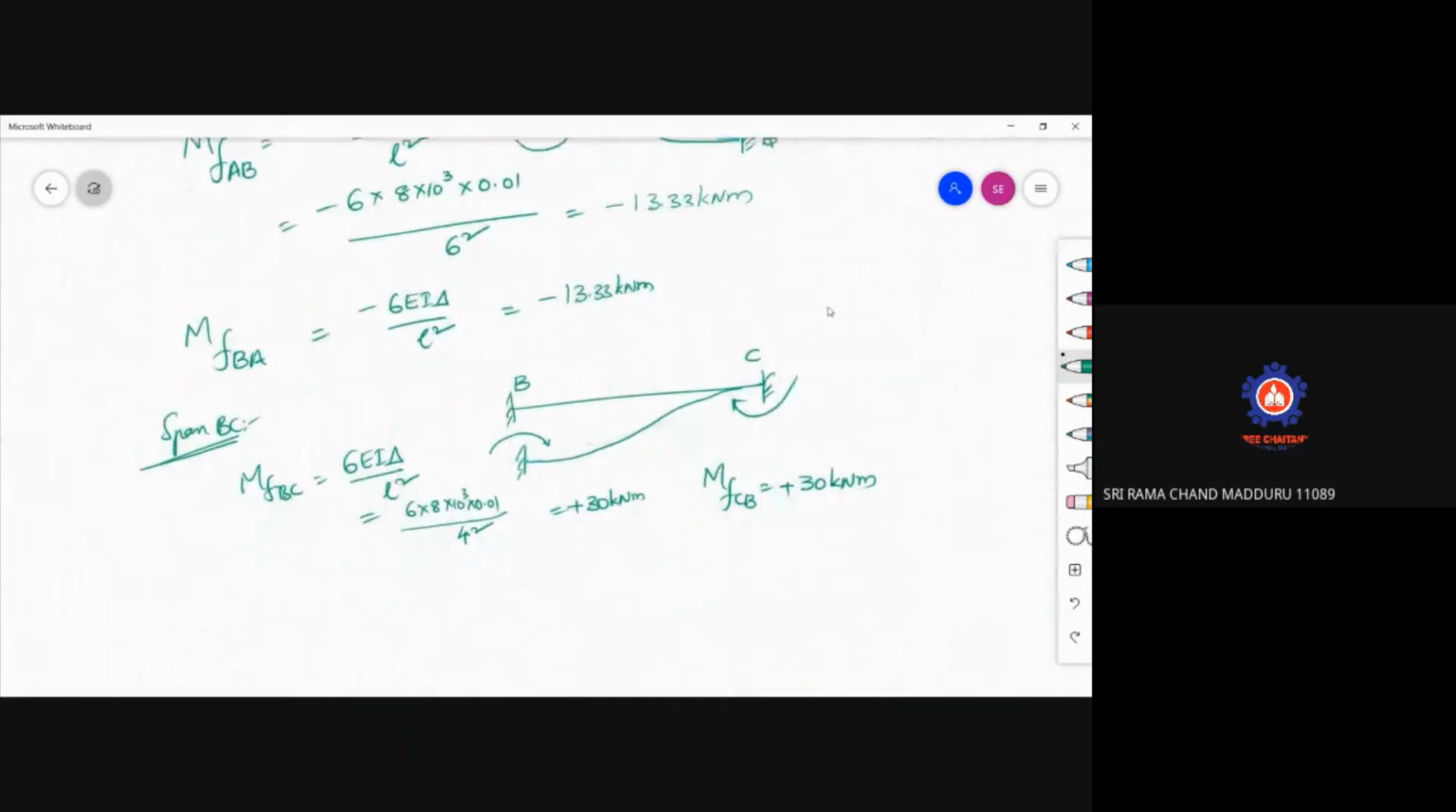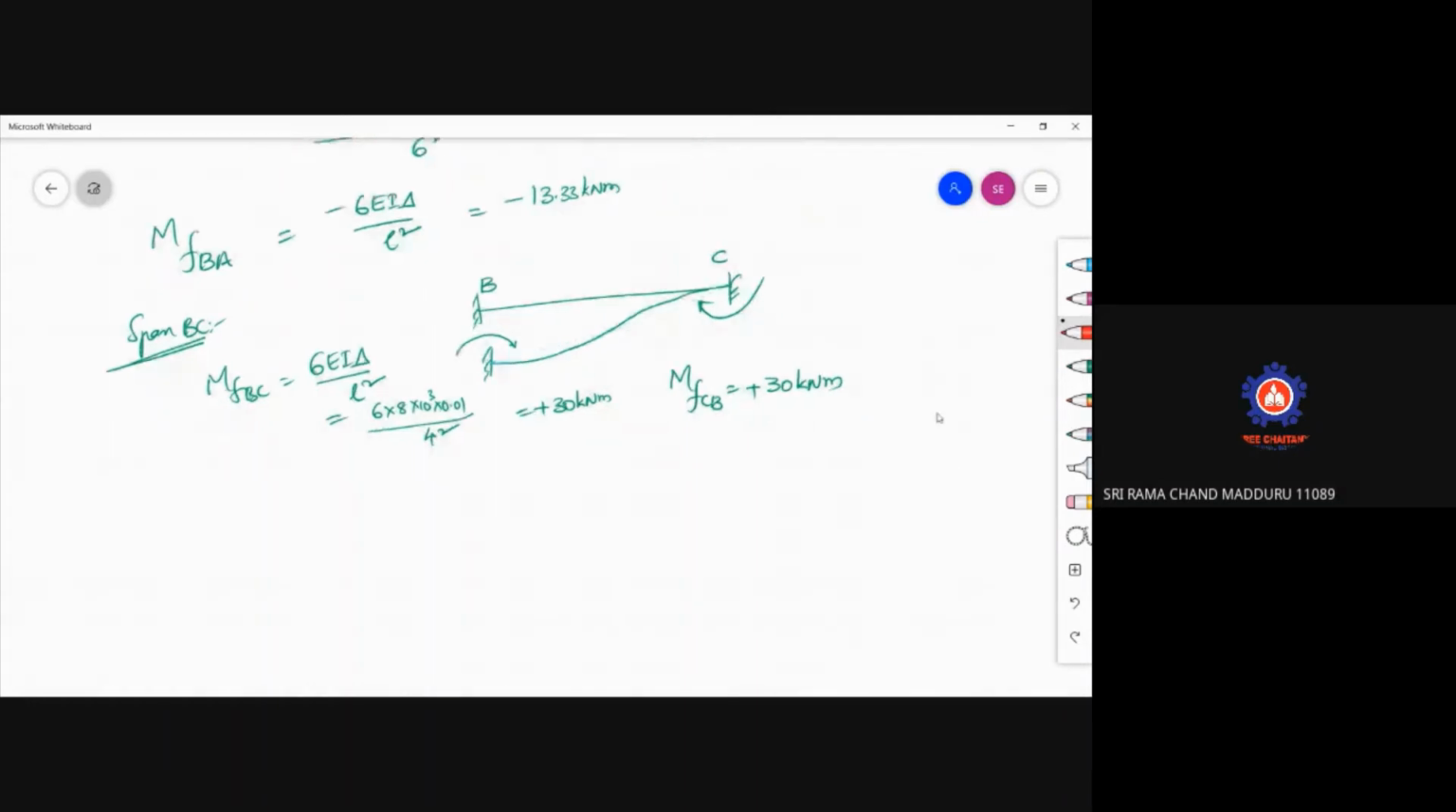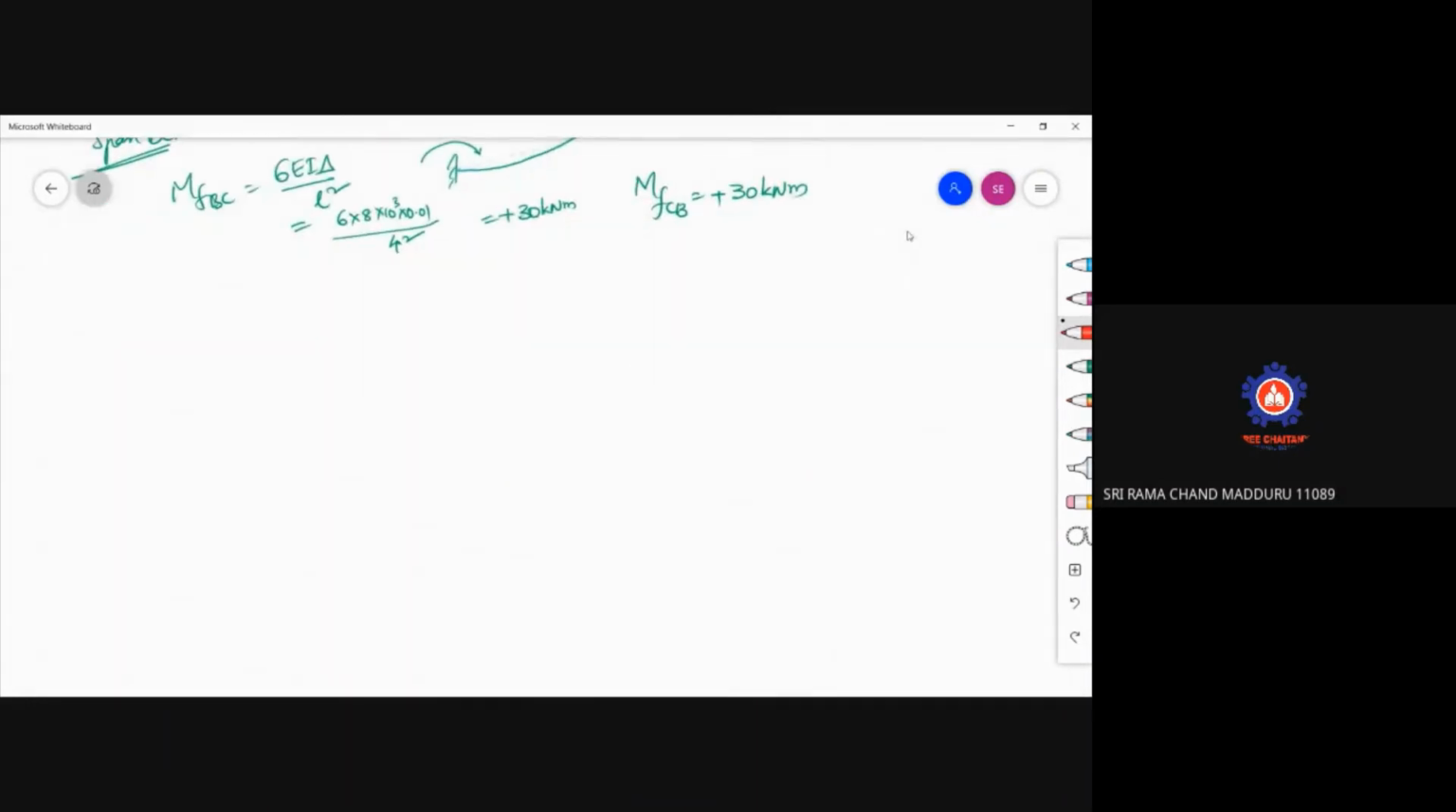Now keep side heading. Next we'll calculate the distribution factors. So just write down this as distribution factors. The distribution factors are calculated at the joint. So this is joint B. At joint B, if you observe, a member is there.